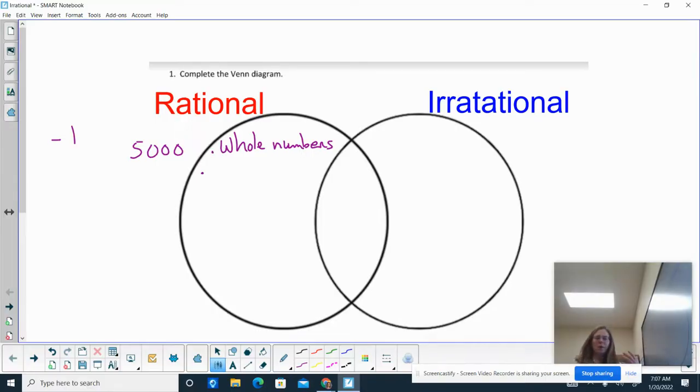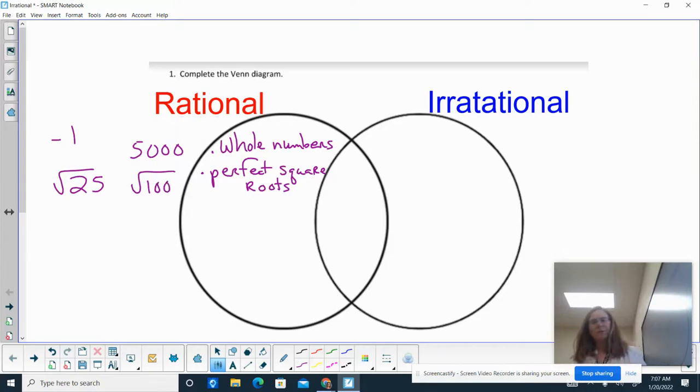So because our perfect square roots simplify to whole numbers, they're also considered rational. And I'll give you some examples of those. Something like the square root of 25 or the square root of 100. Anything that's a square root that simplifies to a whole number, that is rational.